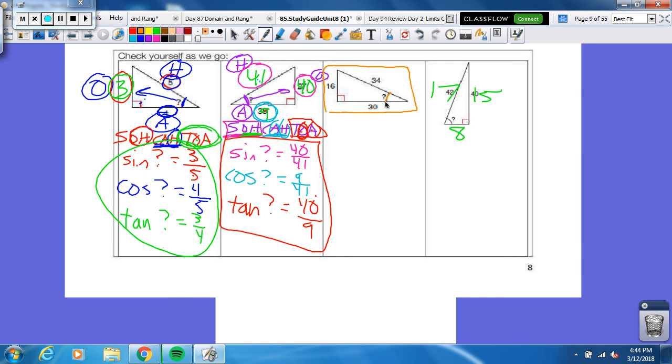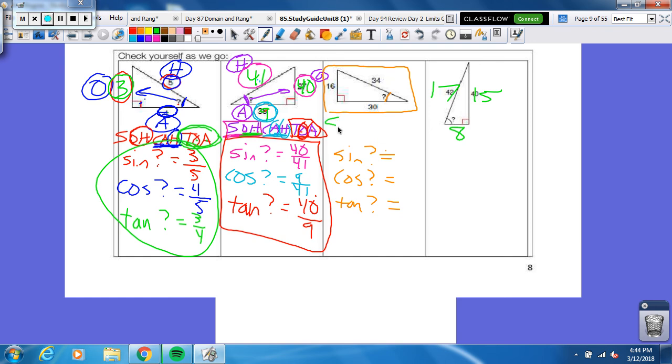Easy. Okay. Let's see if you can do this one right here. Here's the reference angle. Let's see if you can give me sine of the question mark, cosine of the question mark angle, the reference angle, and tangent of the question mark angle. Let's see if you can do it. Pause the video. Ready, set, go.